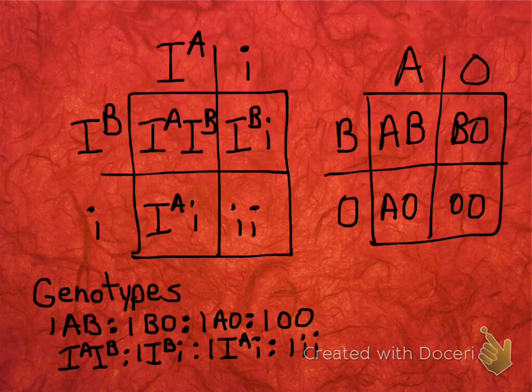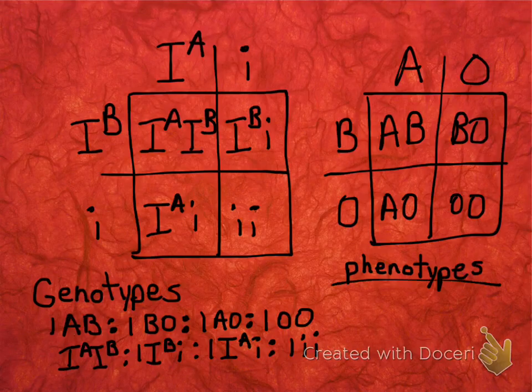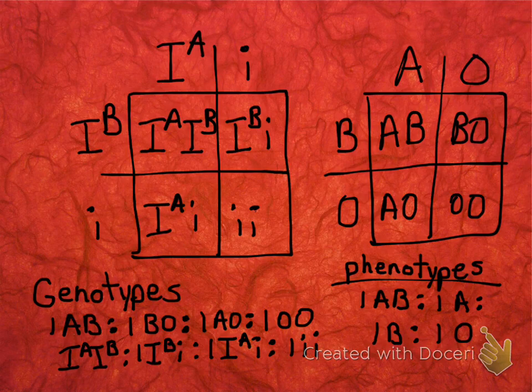Okay, and then phenotypes. You could have 1 AB, 1 A, 1 B, or 1 O. Okay? Hopefully that helps you with the blood problems.